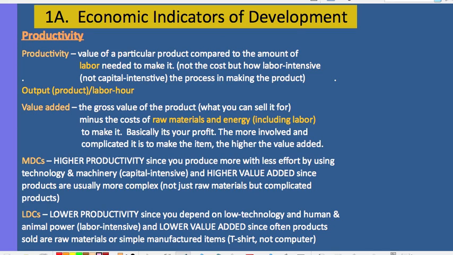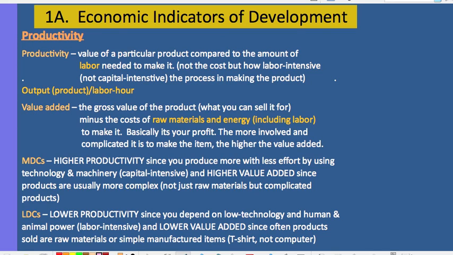It's less profit. Maybe they'll make some simple things, like a t-shirt versus a computer. A t-shirt has value added, but very, very little value. T-shirts are not very complicated. I should maybe compare a t-shirt with a wedding dress. A wedding dress is much more complicated, or a tuxedo, much more complicated than a t-shirt. So that's typically the difference you see between MDCs and LDCs.